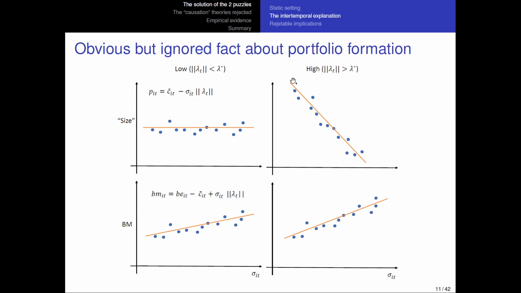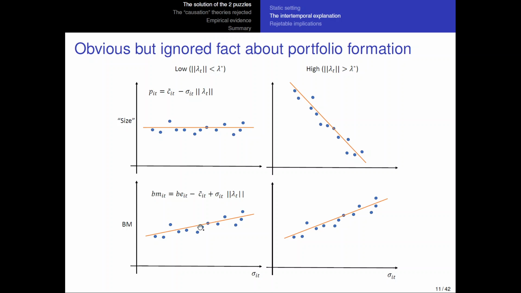And then basically what you have is this: if you create the portfolio, if you rank the portfolio, and that's what I mean by the fact that it's ignored about the portfolio formation. If you form the portfolio in a low price of risk state, then there's no correlation between risk and size. There's no risk in the size portfolio. If you do this in a very high price of risk state, there's a lot of risk in the portfolio because you split the risky and the safe stocks very well in these states.